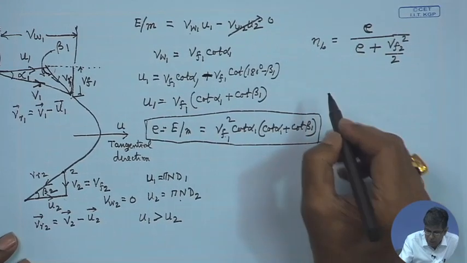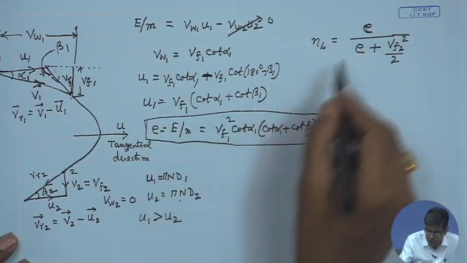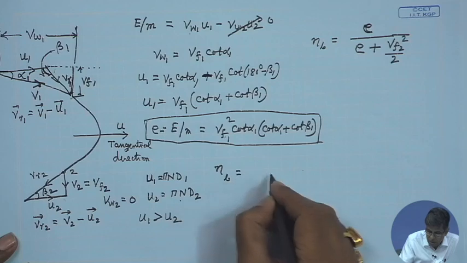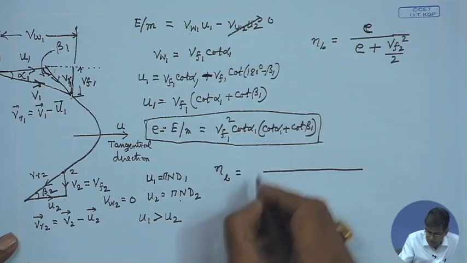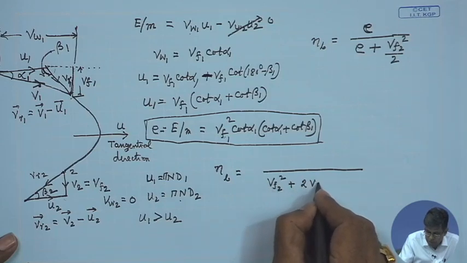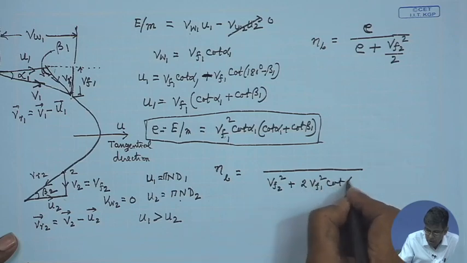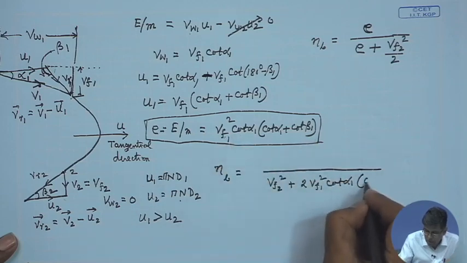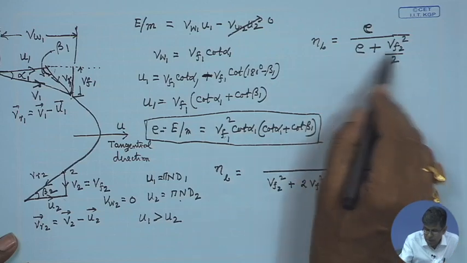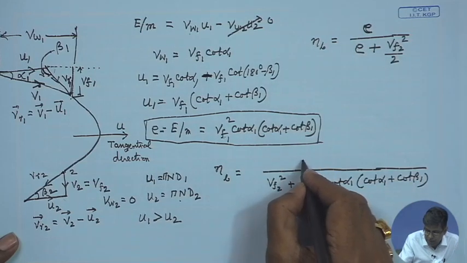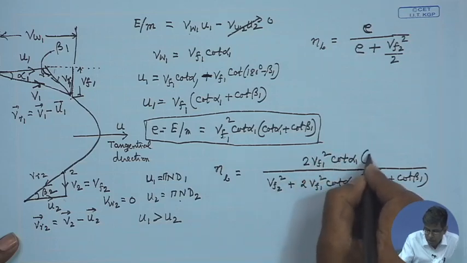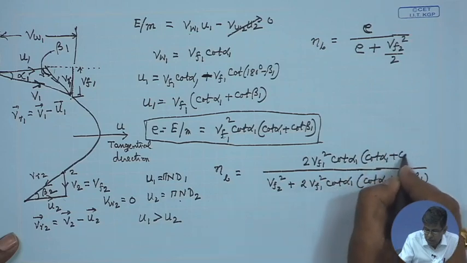So, if you do that and put this value, you get eta b equals, now if I write Vf2 square first plus 2 Vf1 square cot alpha 1 into cot alpha 1 plus cot beta 1, that means the numerator will be 2e, that means 2 Vf1 square cot alpha 1 into cot alpha 1 plus cot beta 1.